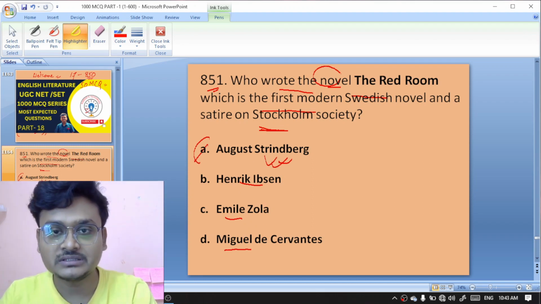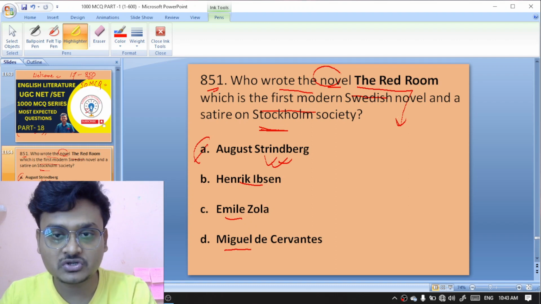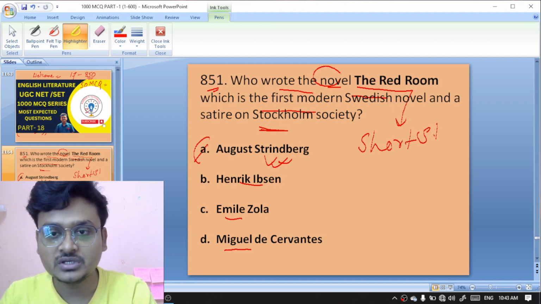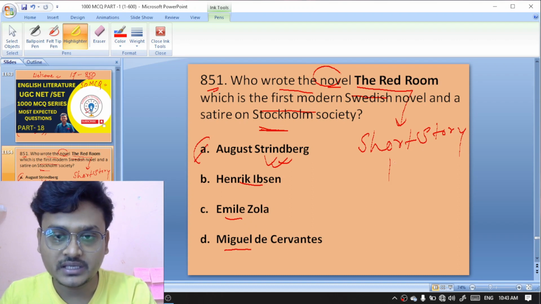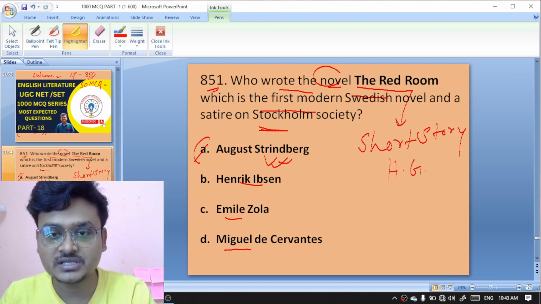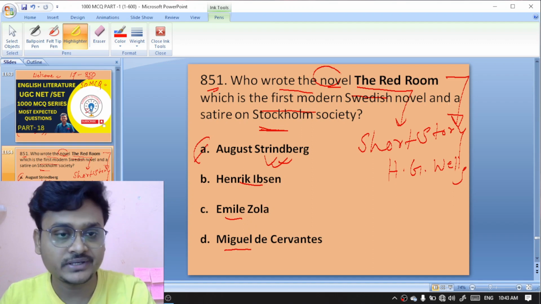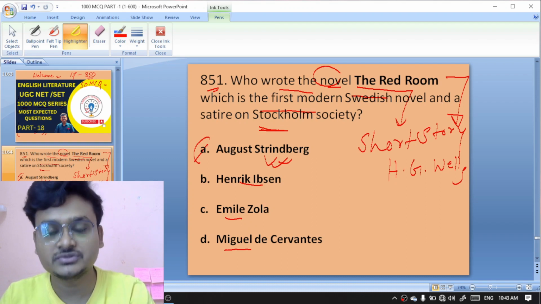And you know that The Red Room is also a short story, and that short story was written by H.G. Wells. H.G. Wells has written the short story called The Red Room, and the novel Red Room was written by August Strindberg, which is the first modern Swedish novel as well as a satire on Stockholm society.